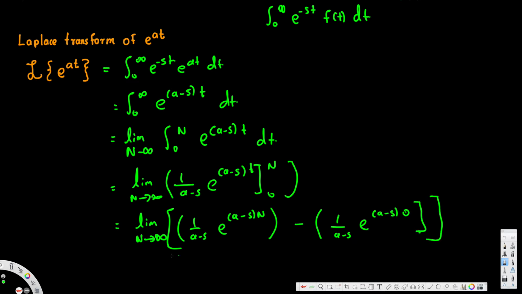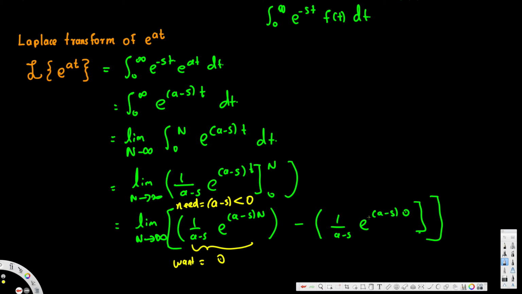Here we want this whole term to be 0. In order to be 0, a minus s has to be a negative number, because if we get e power negative and multiply by infinity, then it will become 0, so it has to be less than 0. Only then, as n goes to infinity, this is going to be 0. If we want 0, we need this one to be a negative number. A minus s has to be negative.